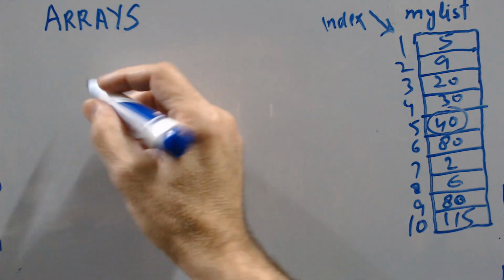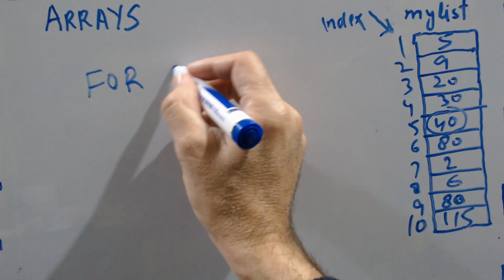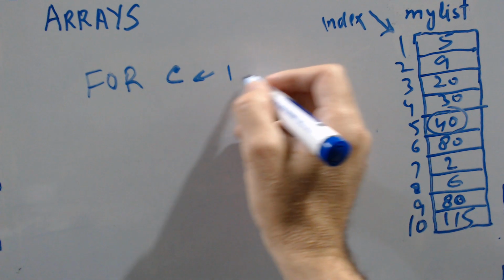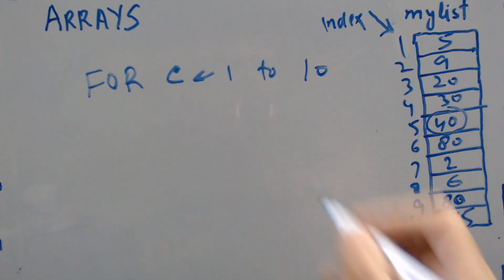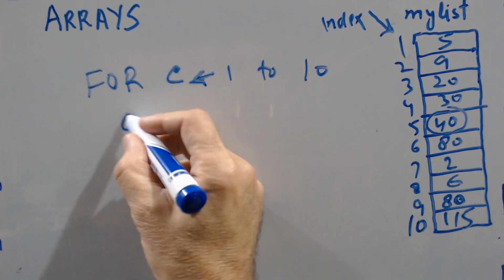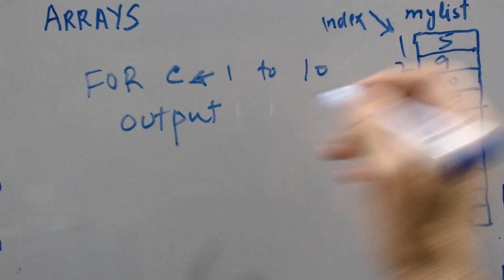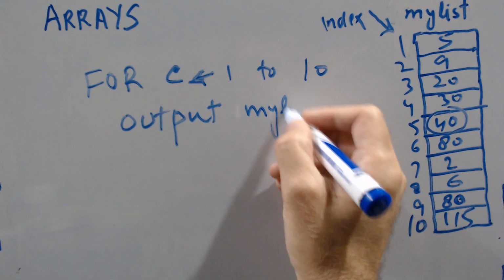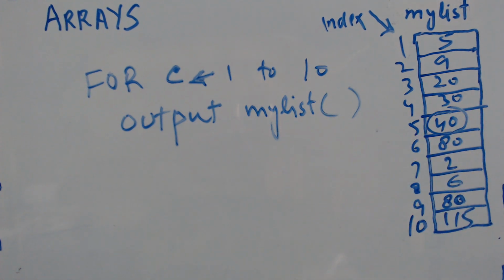I'm using a for loop. For C as my counter, 1 to 10, since the number of elements is 10. So now if I write output my list, what should I write here now?